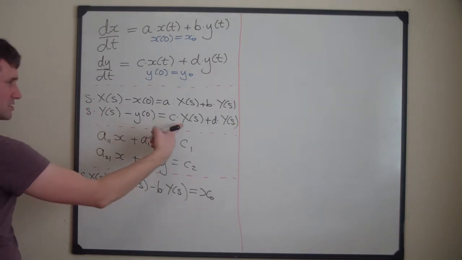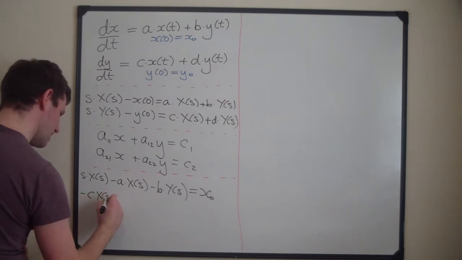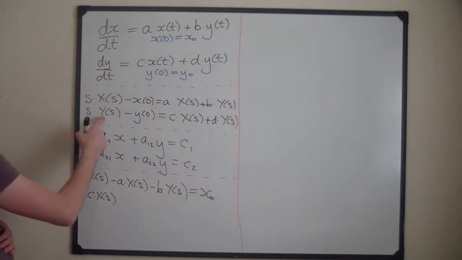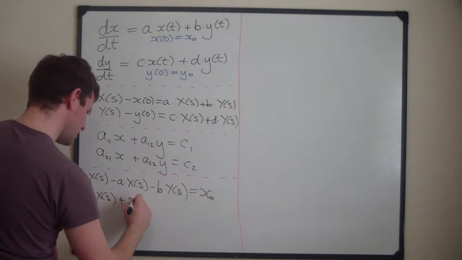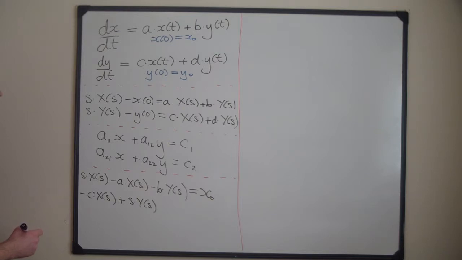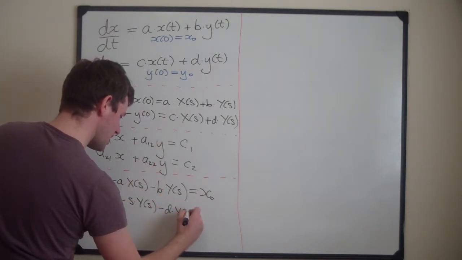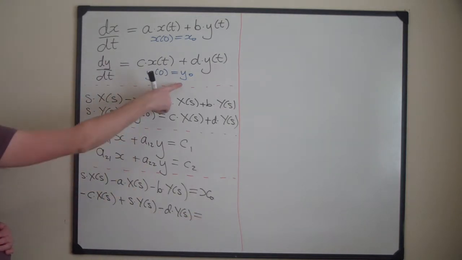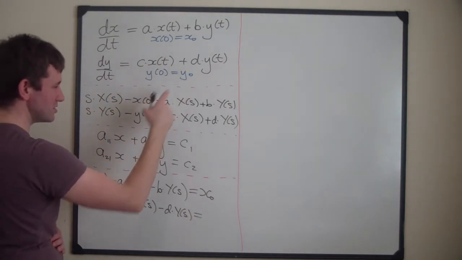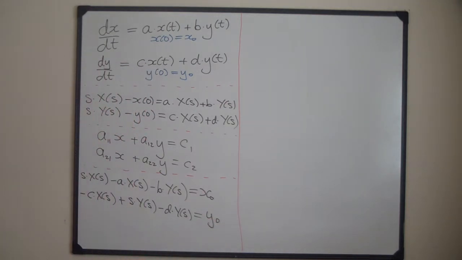Now we'll get them all on the left hand side, so take this away from both sides, you get minus c times big X of s plus s times big Y of s, what have we got, minus d times big Y of s equal to, this is little y sub 0, this is y0. Okay, so here we've got all the x's on one side, all the y's on one side, and the constants on the other side.